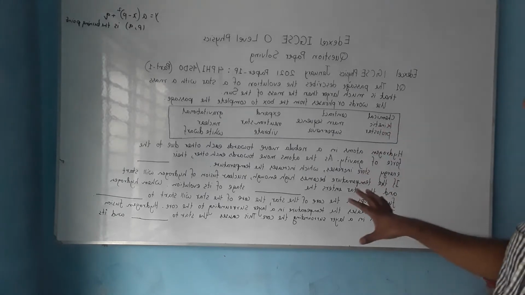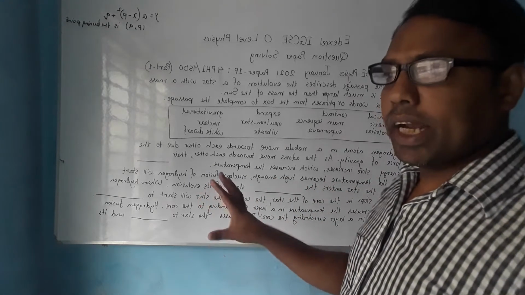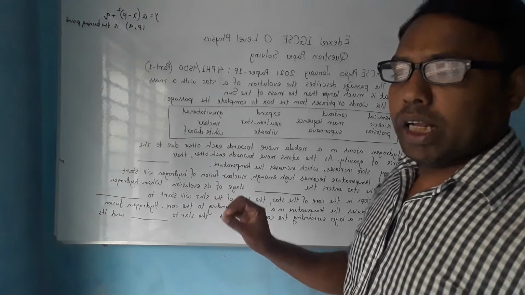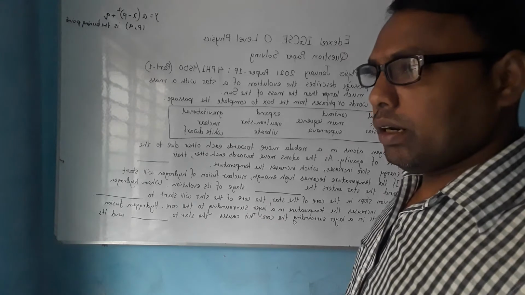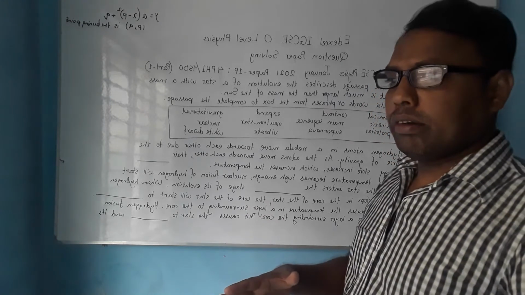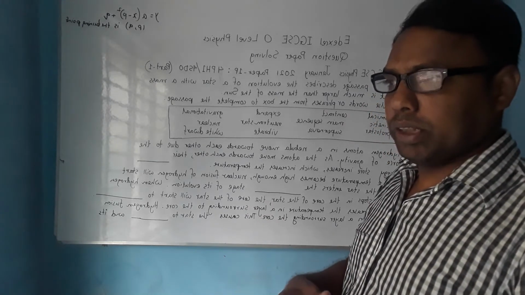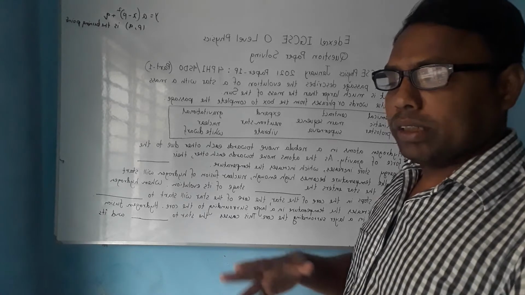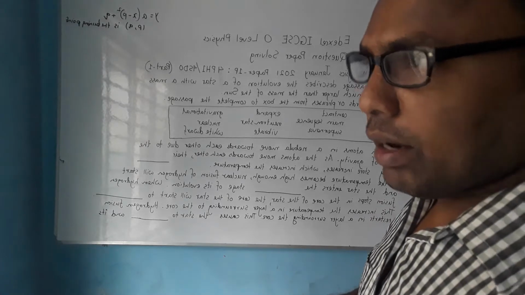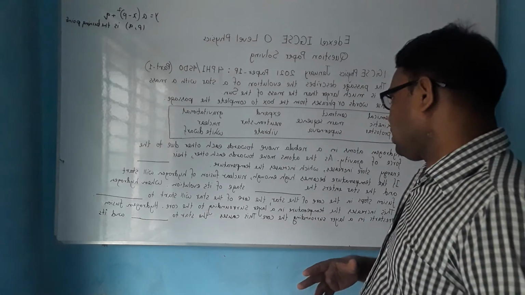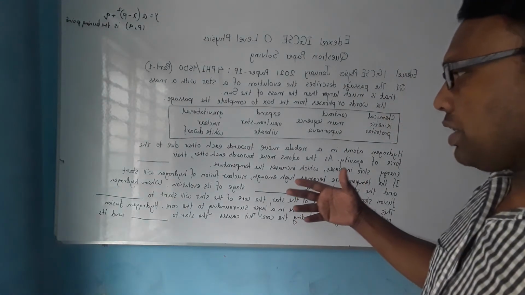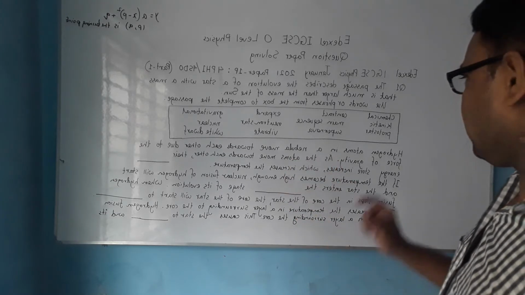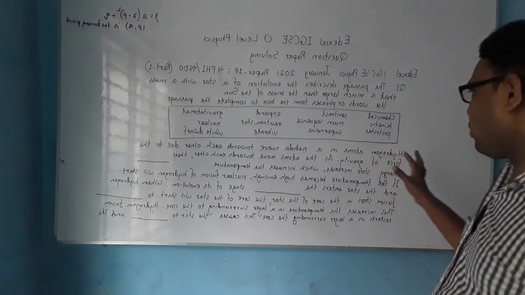To solve that question, we need to have a gross idea about the star and its formation. There are usually three types of star: low mass star, medium mass star, and high mass star. The question is about the formation of stars. So let us start reading the question.